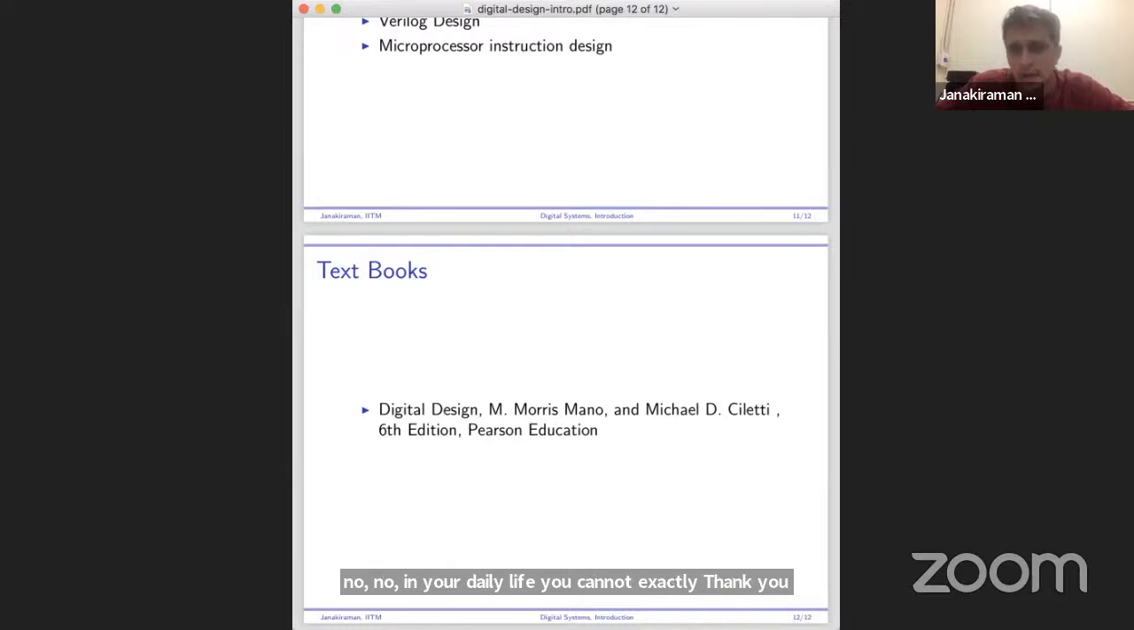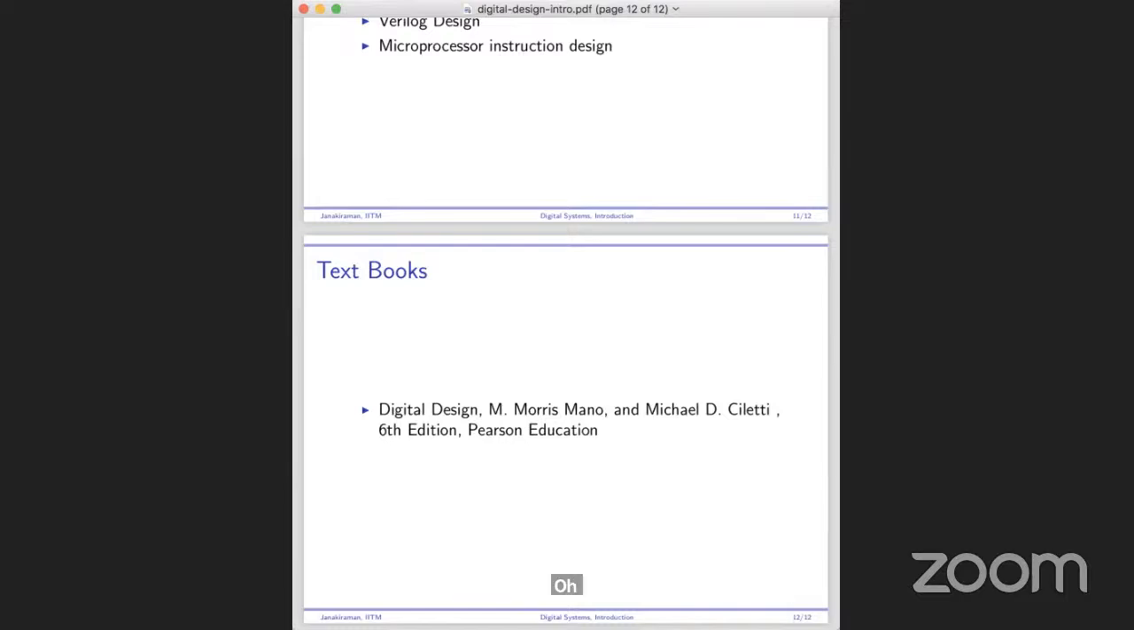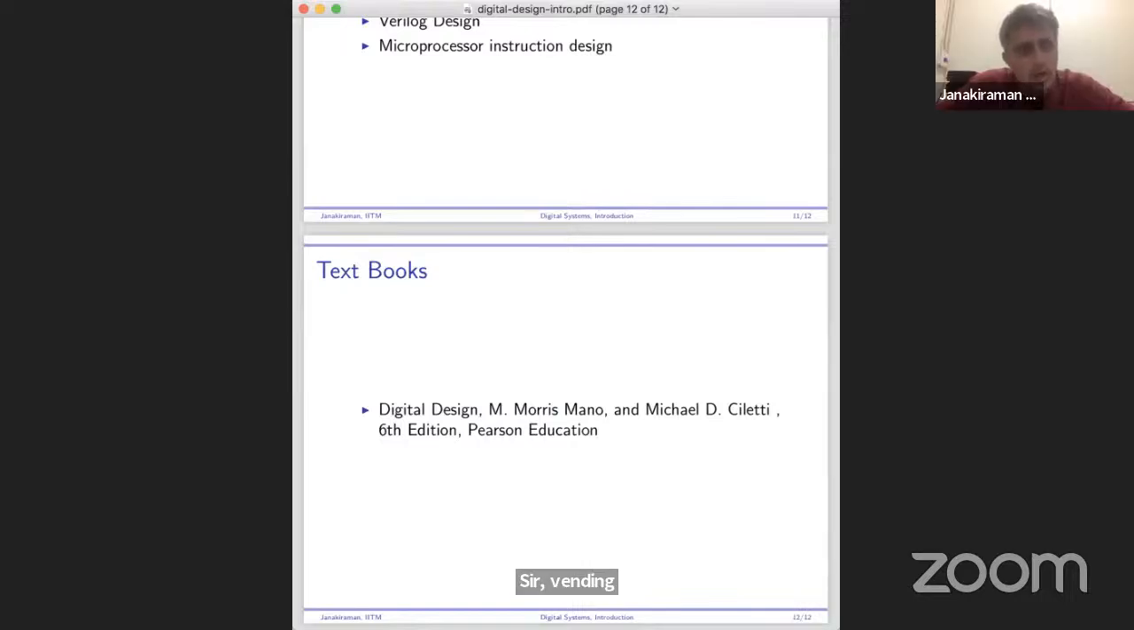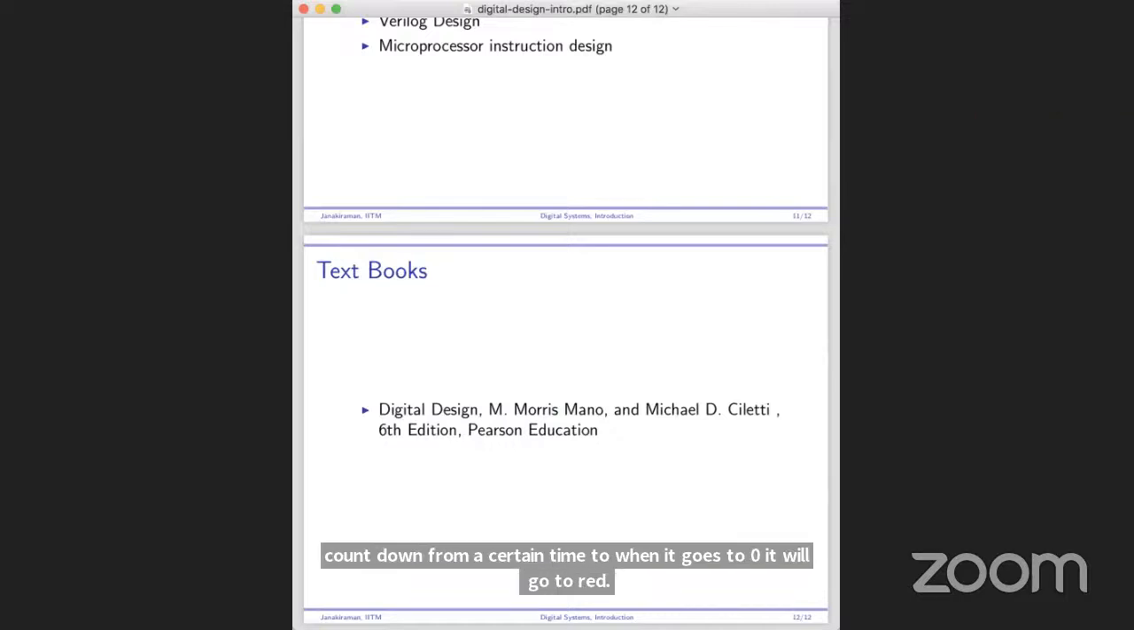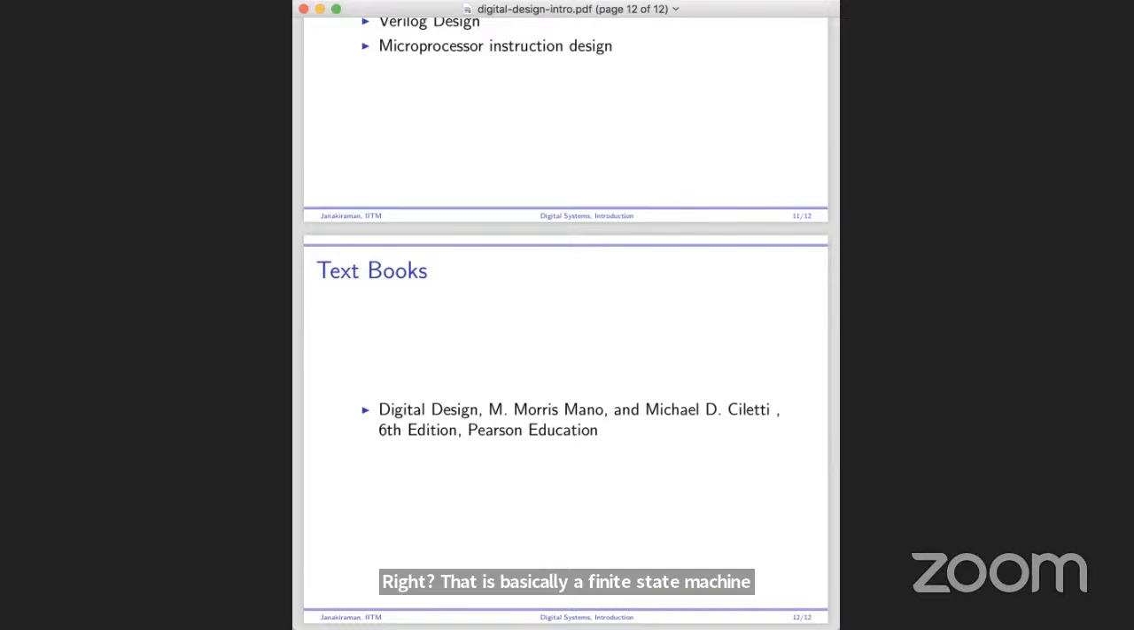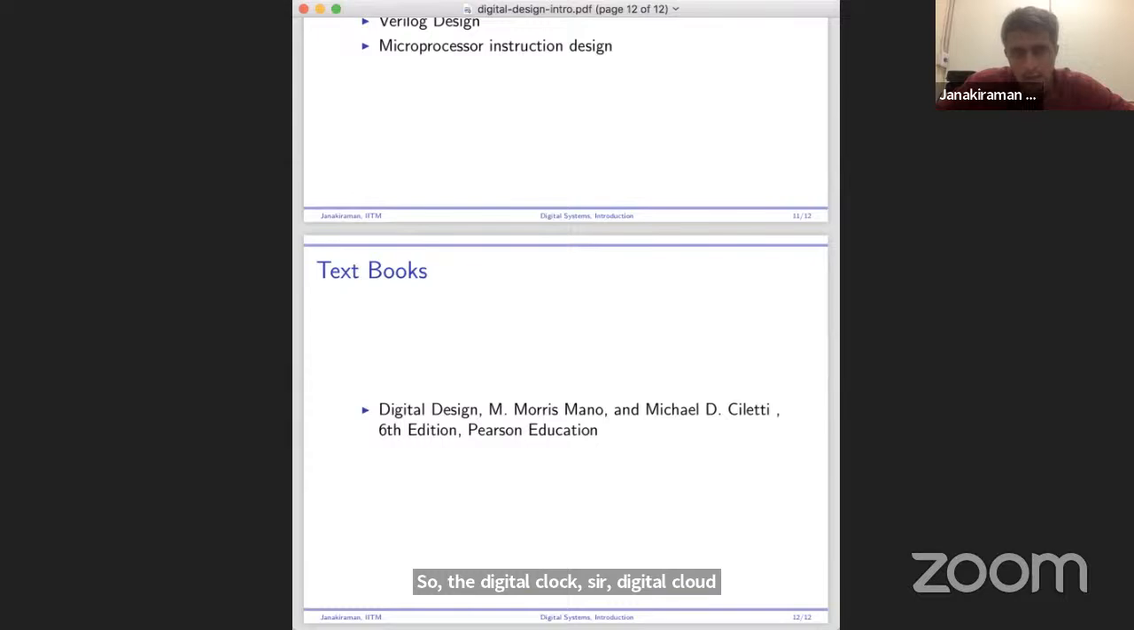Traffic light. Sir, vending machines. Traffic light, sir. Your counter there, right? Your signal counter. When it goes green, it will count down from a certain time, and when it goes to 0, it will go to red. Right? That is basically a finite state machine. Sir, cash counting machines in the banks. Sir, digital clock. Digital clock also. Yes. But definitely the traffic light counters are the most common finite state machines. And in this course, you may end up building one such counter. Okay.